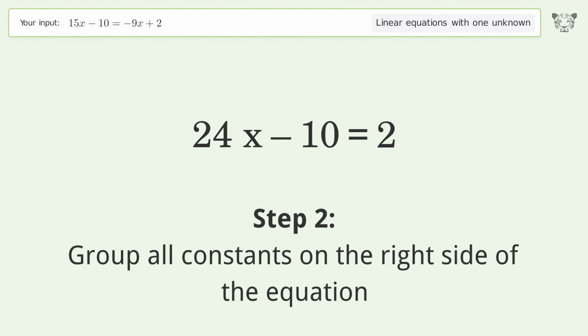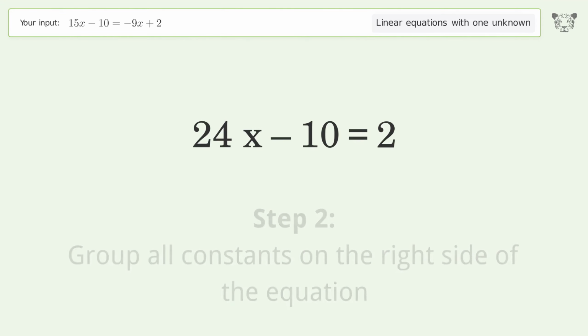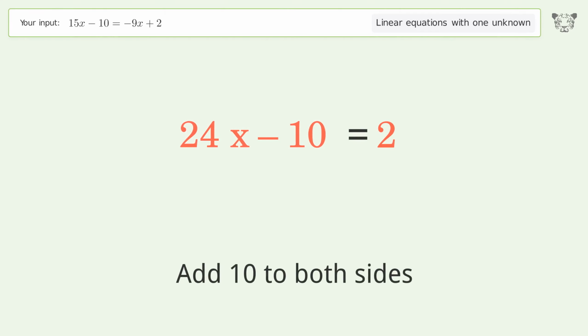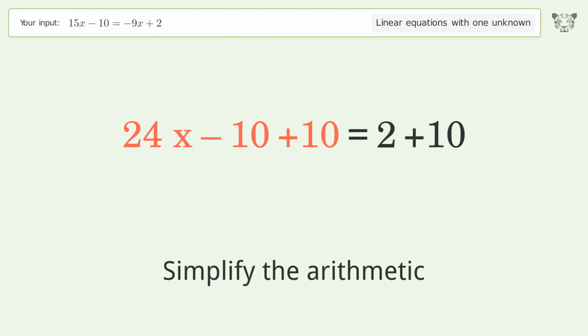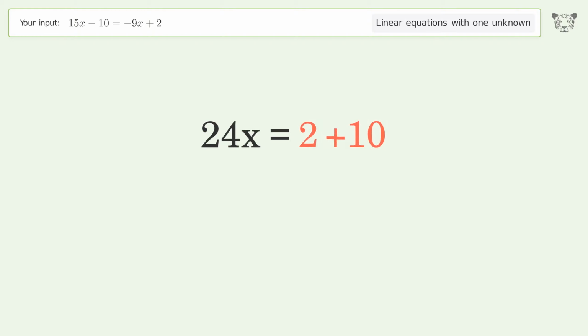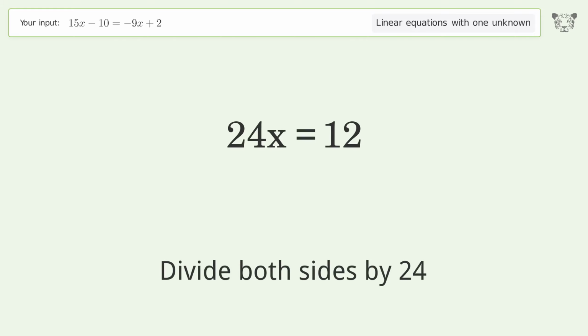Group all constants on the right side of the equation. Add 10 to both sides. Simplify the arithmetic. Isolate the x. Divide both sides by 24.